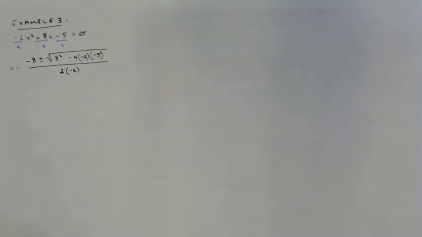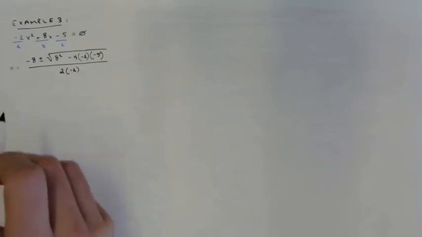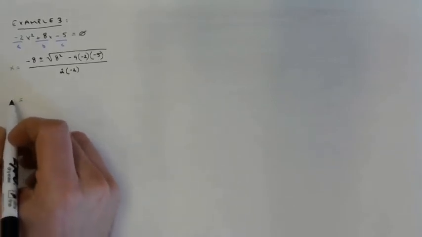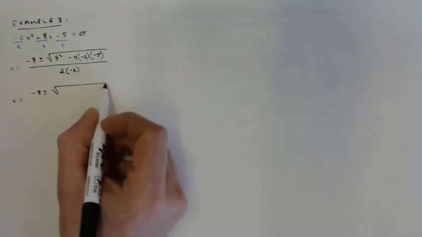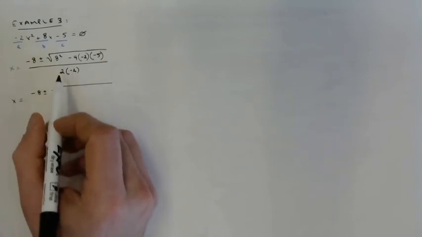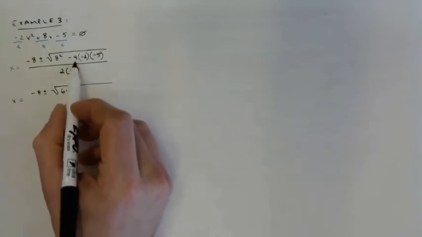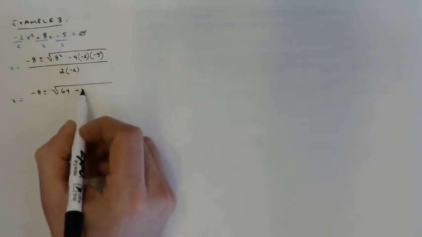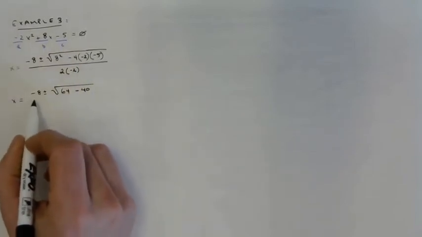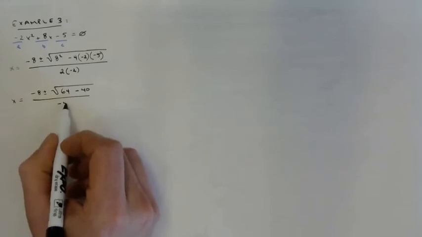I'm going to work through this one a little more quickly because the point of it isn't necessarily to practice using the quadratic formula. It's to see something interesting inside the quadratic formula for each of these problems. So I'm going to do it pretty quick. You can just copy down what I'm doing. We've got negative 8 plus or minus the square root of 8 squared is 64. 4 times 2 is 8, times 5 is 40. With 3 negative factors, that's going to be negative 40, over 2 times negative 2, which is negative 4.